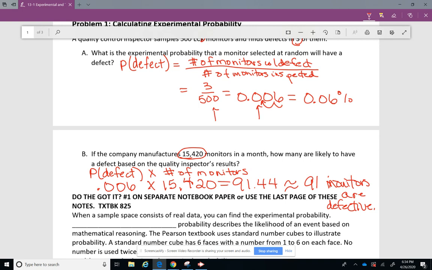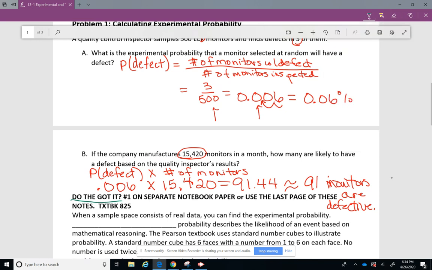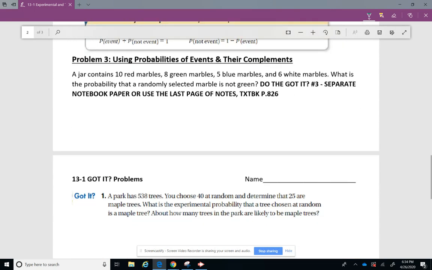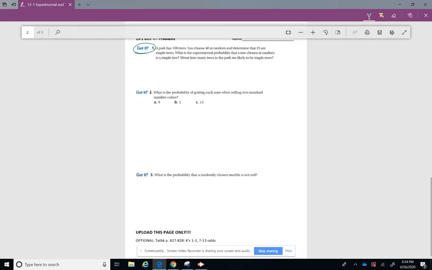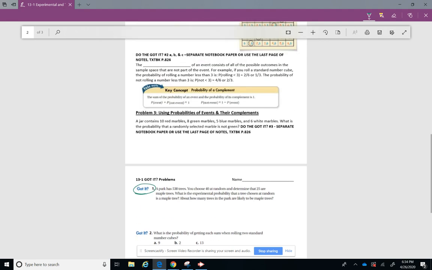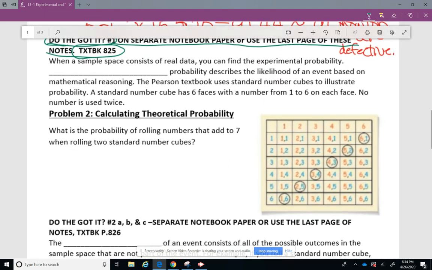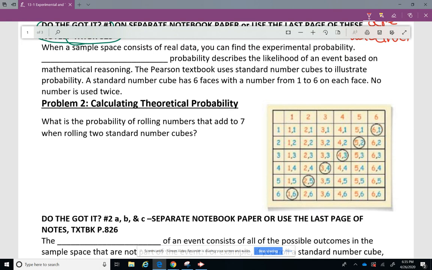All right, so the way I set up this chapter, or I'm going to try to set up this chapter, is we just did problem number 1. And so now you would go do the got it problem number 1. You can either do it on separate notebook paper or you can use the last page of these notes and you can find the got it problem number 1 on page 825. So if you go to the last pages of these notes, this is the problem you want to go do now. And this will be the sheet that you can just take a picture of and just upload one sheet instead of having to upload all the notes. All right, so let's go ahead and move on to the next concept, because you're just going to do the got it problems and turn in that one page to me.